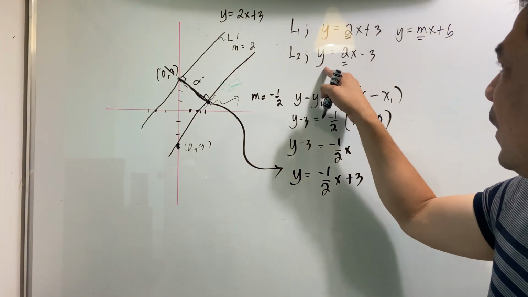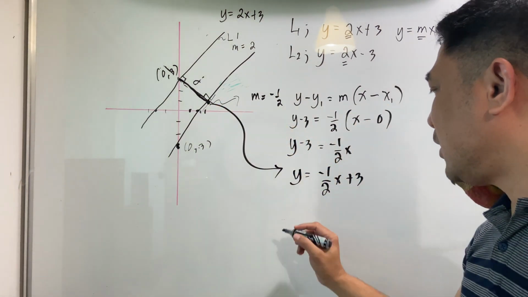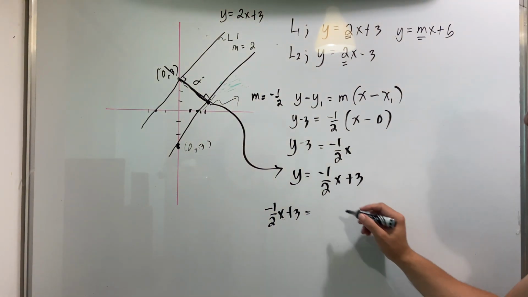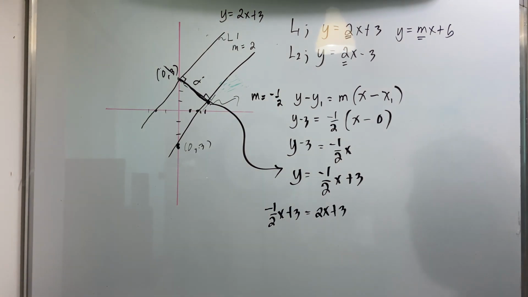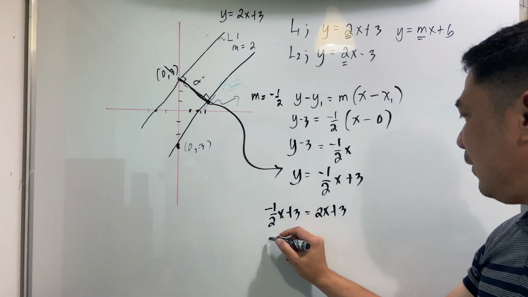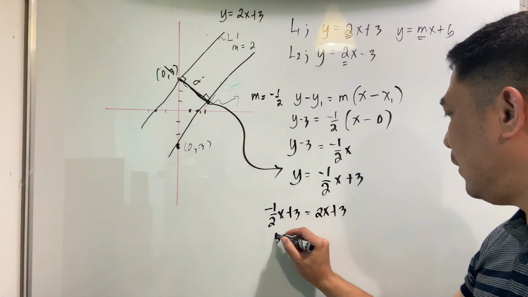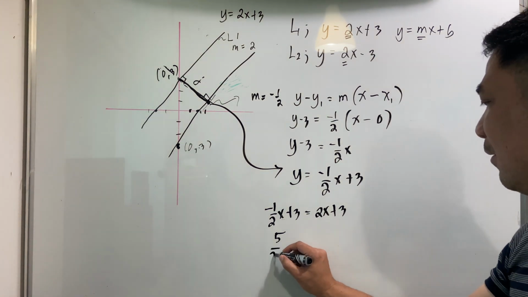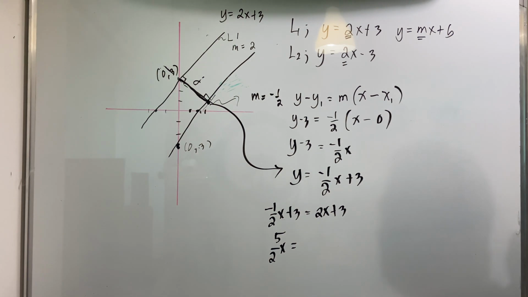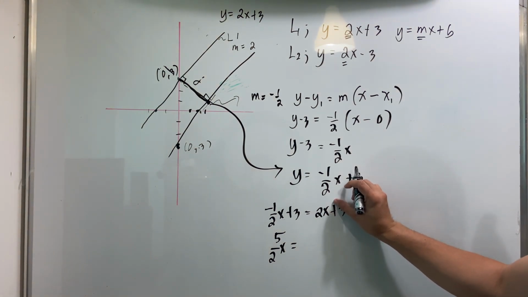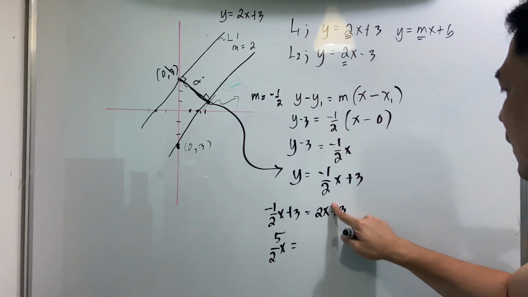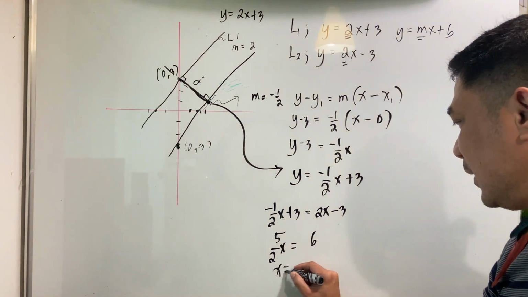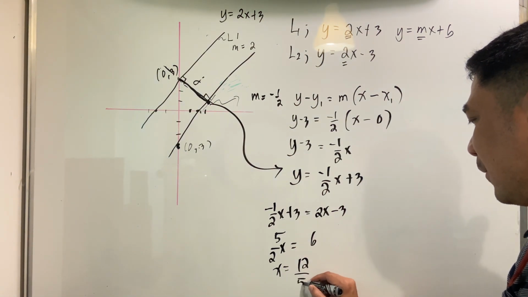To get the intersection, the y of this is equal to the y of that. So negative 1/2 of x plus 3 is equal to 2x minus 3. To get the value of x, we transpose this, so that will be 5/2 of x is equal to 6. So x therefore is equal to 12 over 5.